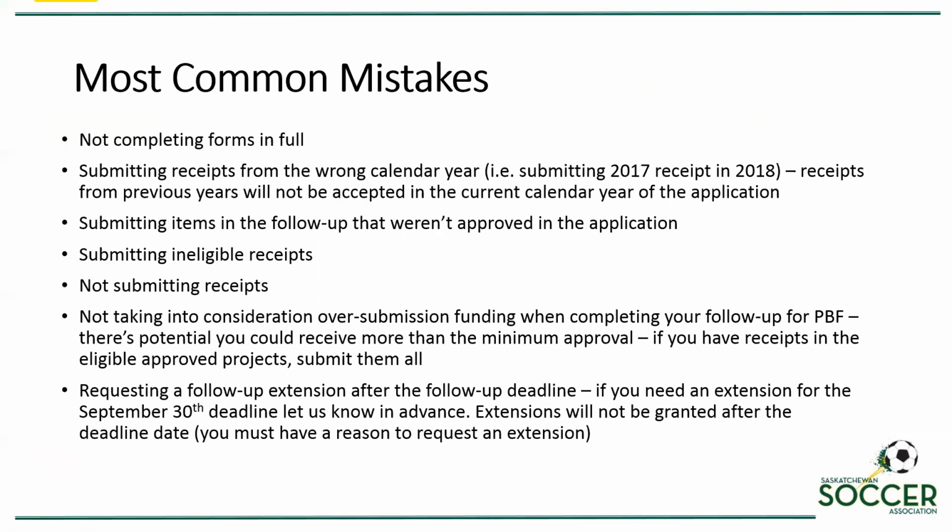Submitting items in the follow-up that weren't approved in the application. Submitting ineligible receipts or not submitting receipts at all. Not taking into consideration oversubmission funding when completing your follow-up. There's a potential that you could receive more than that minimum approval amount. And not requesting an extension after the follow-up deadline. If you need an extension, it is important that you request it before the September 30th deadline. Extensions requested after this date will not be granted.